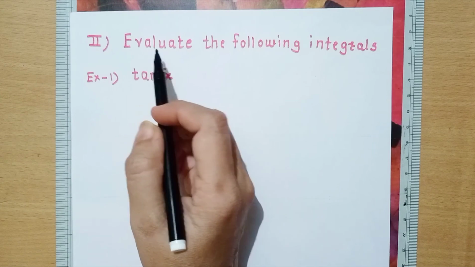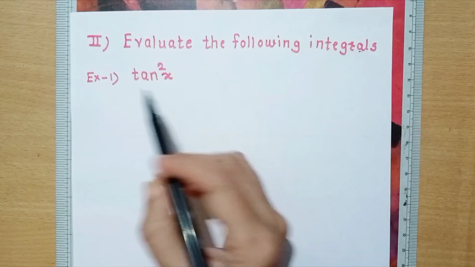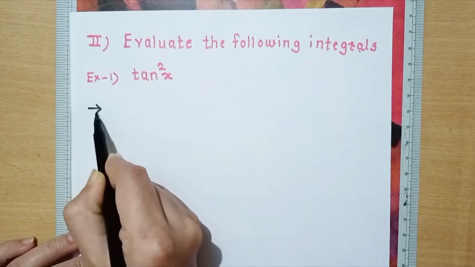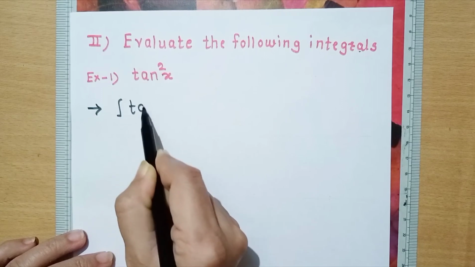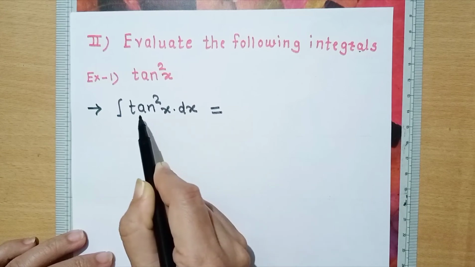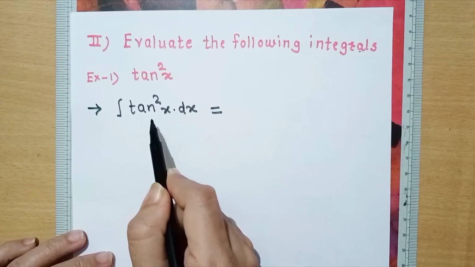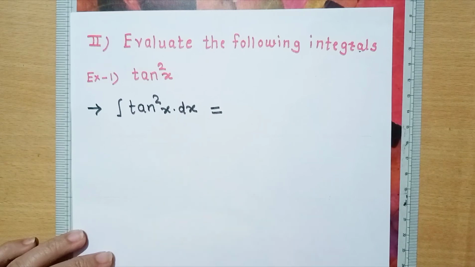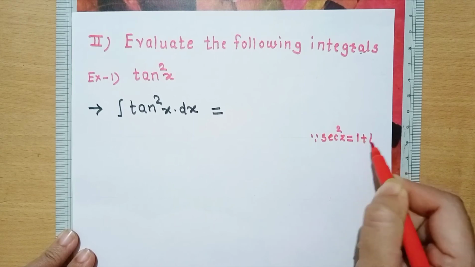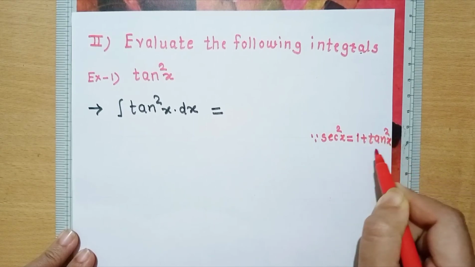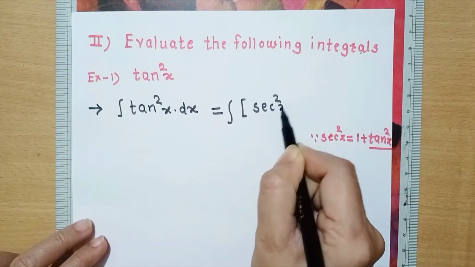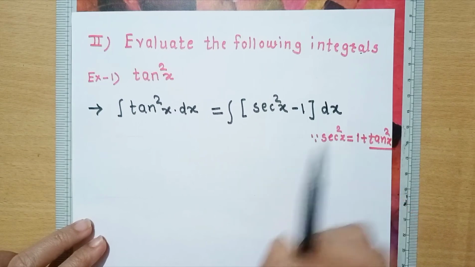Let's solve this second question. Evaluate the following integrals, and our first example is tan square x. So we will write this as integration of tan square x dx. Now here we don't know the direct formula for tan square x, so we will use an identity. We know that sec square x equals 1 plus tan square x. So we can write tan square x equals sec square x, move this 1 here, minus 1, dx.